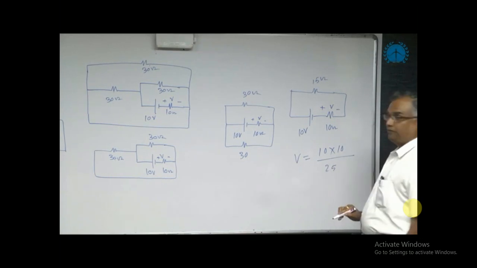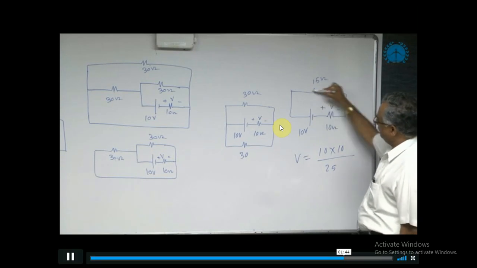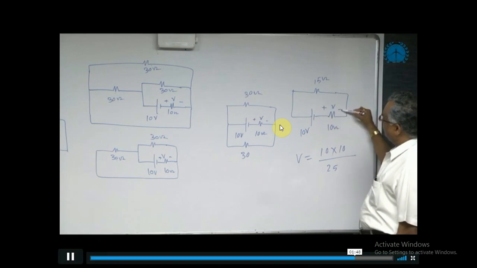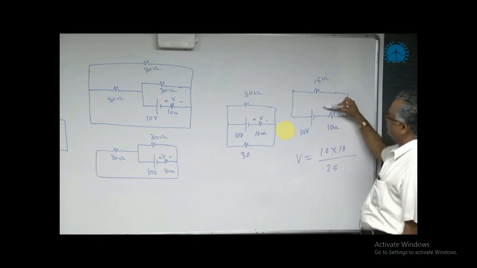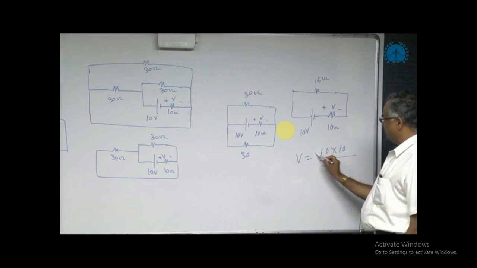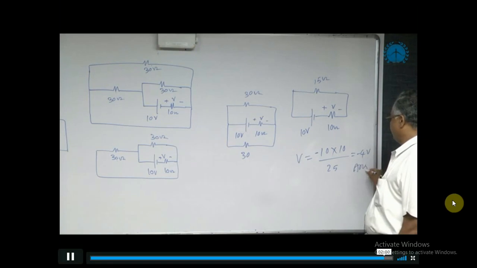But one important precaution here is the polarity of V, this side positive, this side negative. Actually the current is flowing like this, so this side becomes positive and this side negative. But the question asks for V with this side positive and this side negative, so therefore it becomes minus. This simplifies to minus 4. Answer.